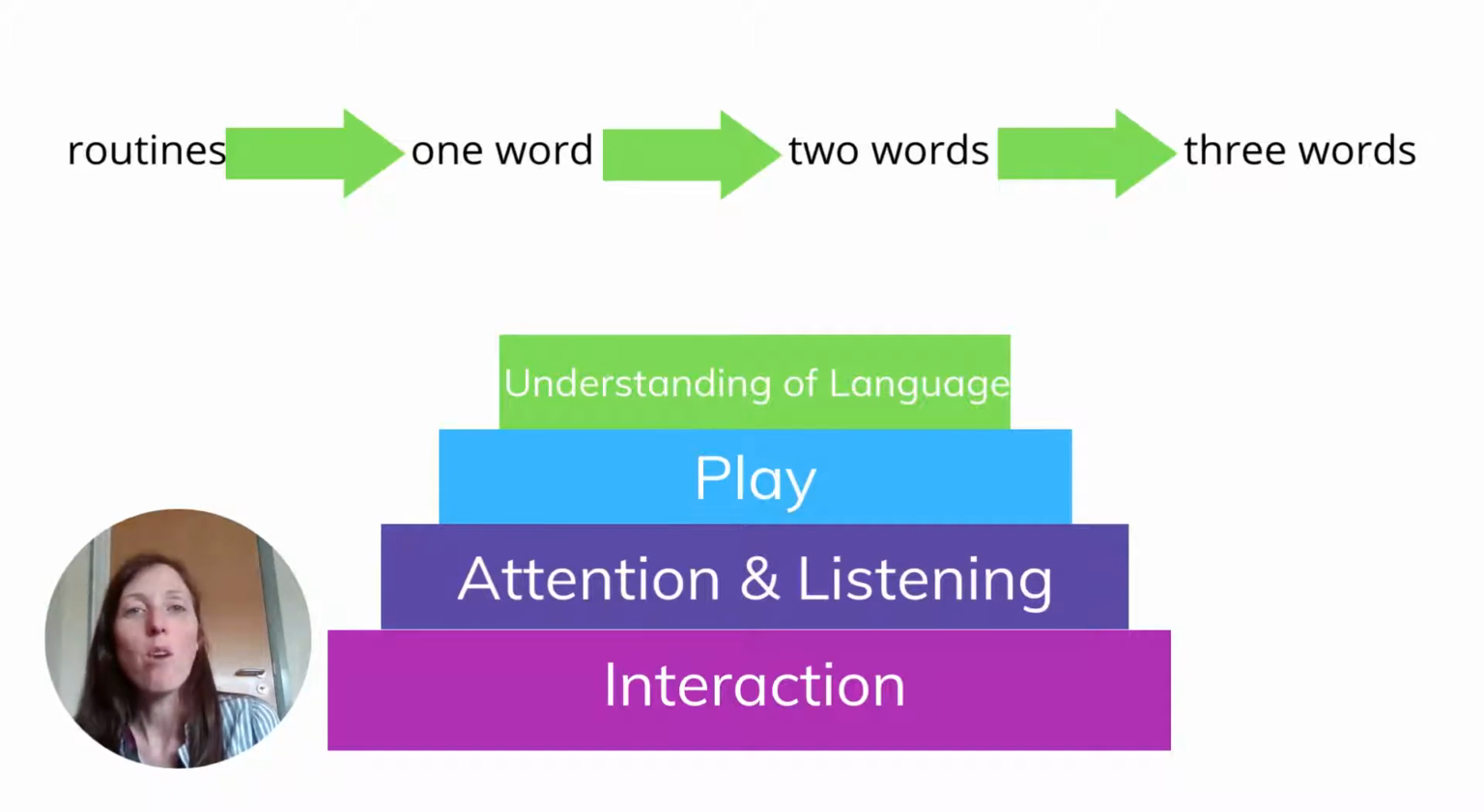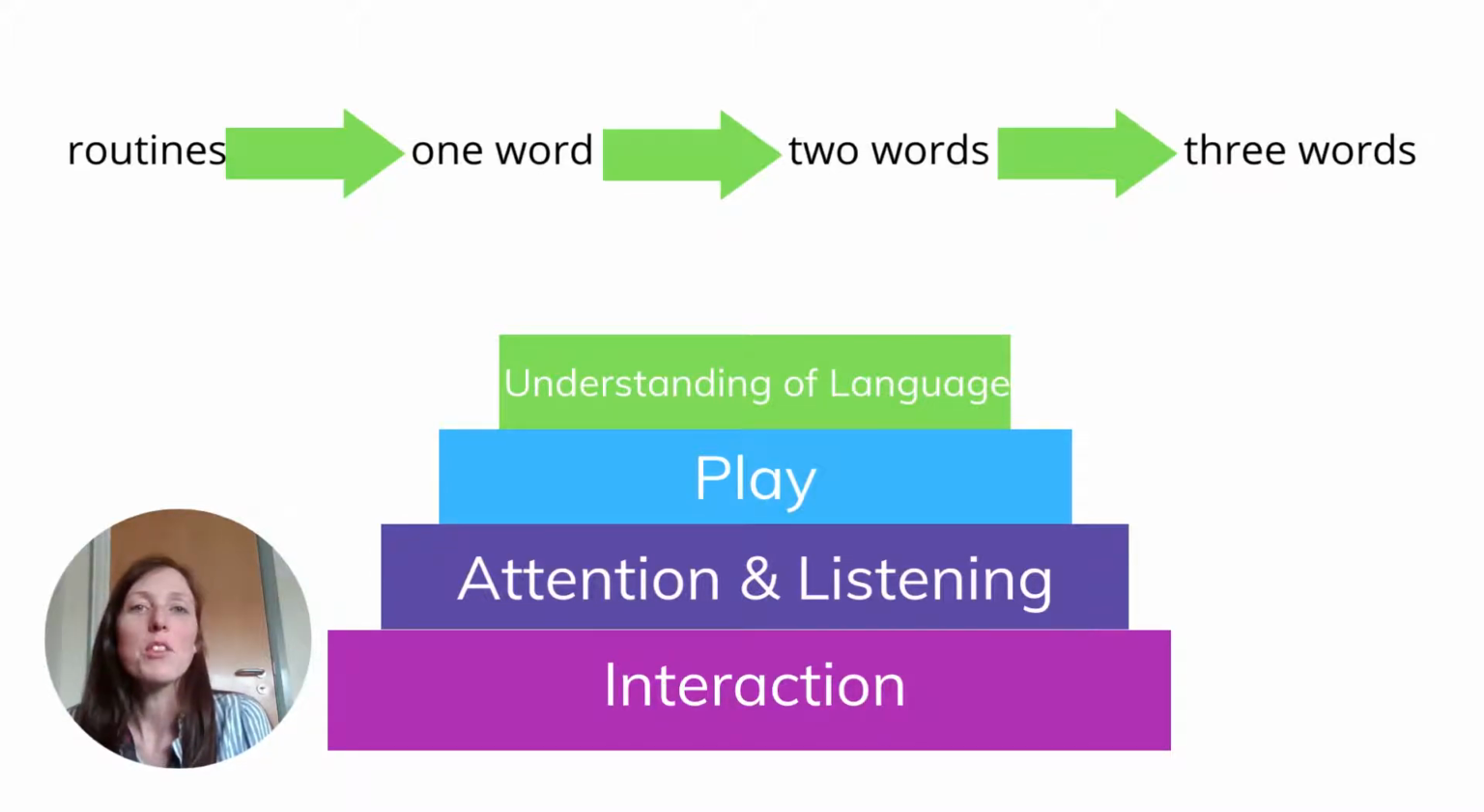As adults name objects and actions during your everyday routines, children will start to learn language. It starts off as one keyword, so the child will understand one keyword in an instruction or a sentence. So they'll maybe understand, where's your shoes? Or get me the ball, and they'll understand one keyword in that instruction.